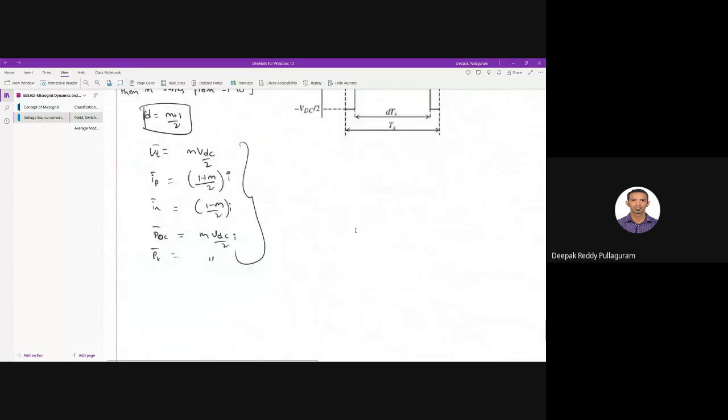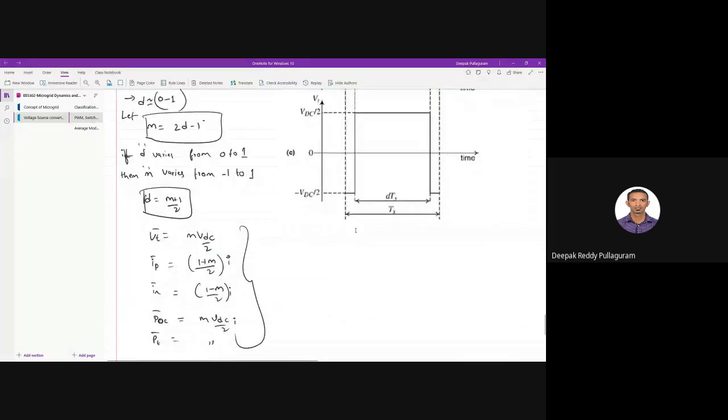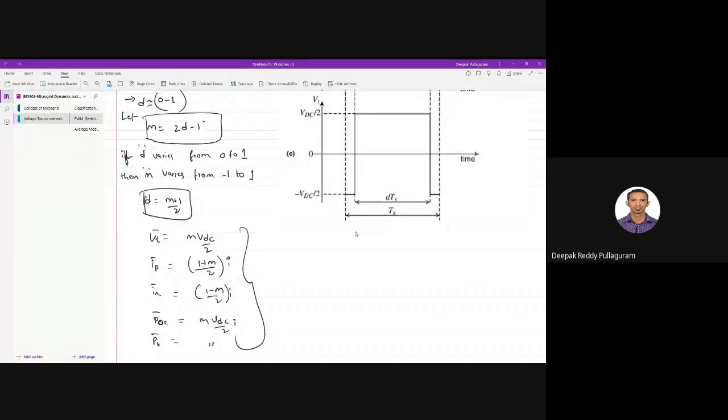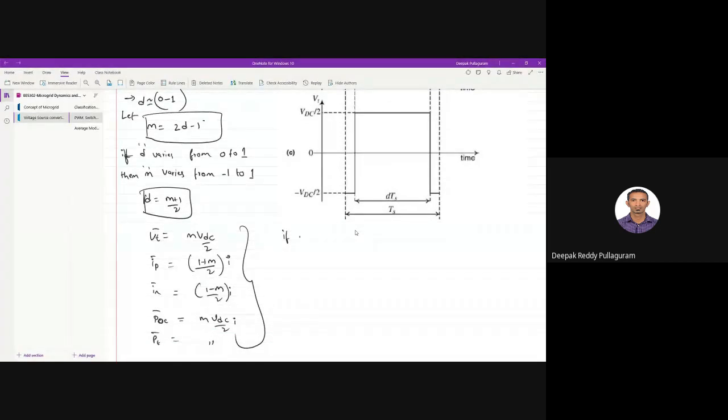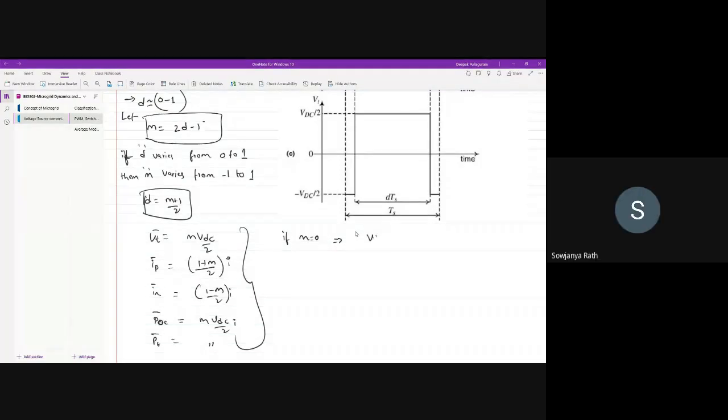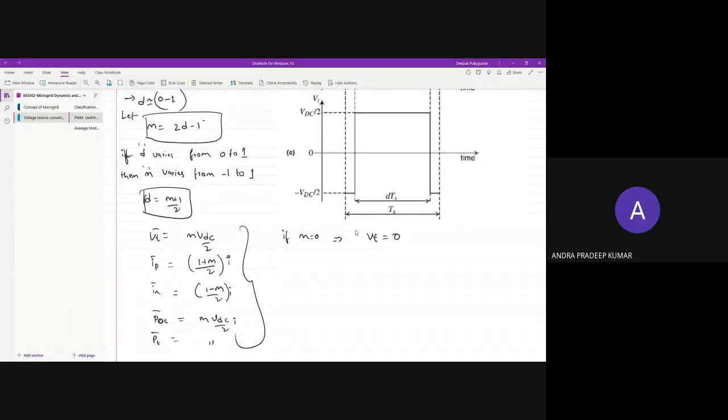So why we say it modulating index means it modulates the magnitude of my outputs. If M is equal to 0, what happens to my VT? 0. If M is equal to plus or minus 0.5, if it's modulating between plus or minus 0.5, what happens to my VT?